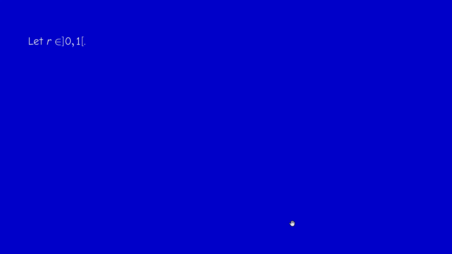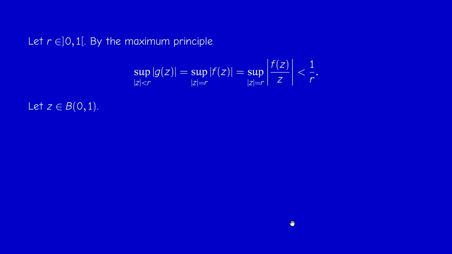Okay, now take a positive number r strictly less than 1 and apply the weak maximum principle to the closed disk. Yeah, this is just g of z, there's an error here. The supremum of the modulus of g, since g is holomorphic, inside the disk is the same as the maximum on the boundary. So this is g of z. But on the boundary, g of z is f of z over z. Now, the modulus of z here is equal to r. And the modulus of f is less than 1.